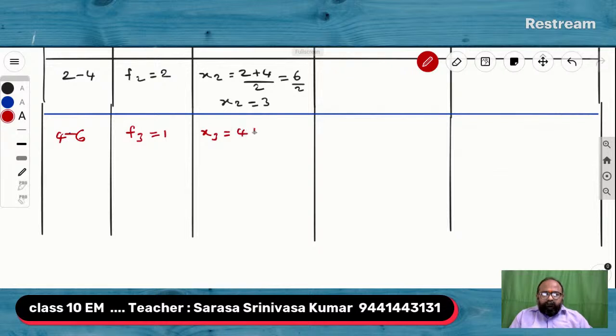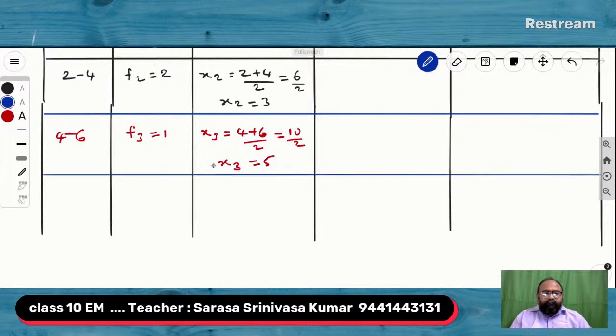So this is equal to (4 + 6) by 2, equal to 10 by 2. Therefore, x3 equals 5. Now we consider the class interval 6 to 8. In this class interval, f4 equals 5. Now we calculate x4. This is equal to (lower limit + upper limit) by 2, so (6 + 8) by 2 equals 14 by 2. So x4 equals 7.